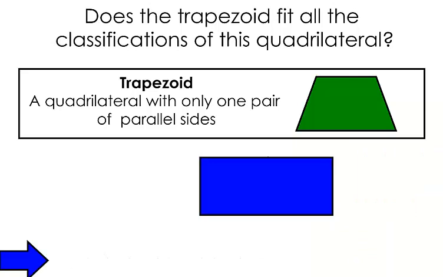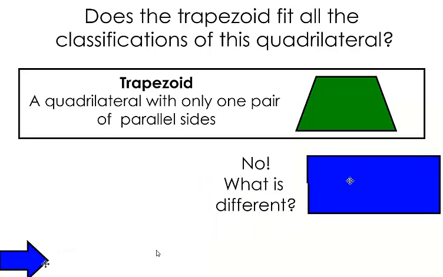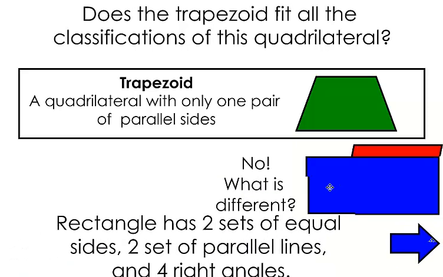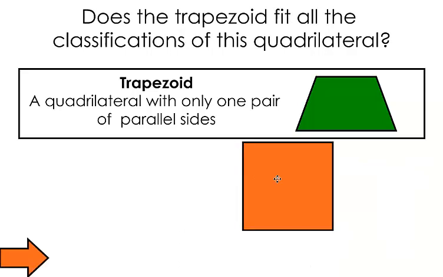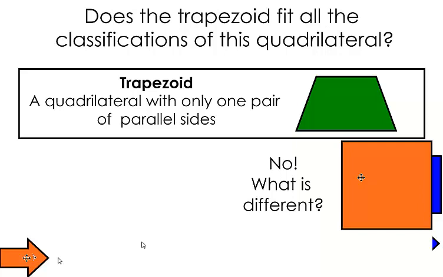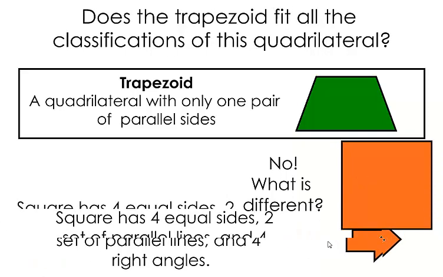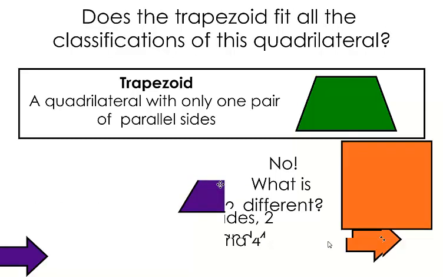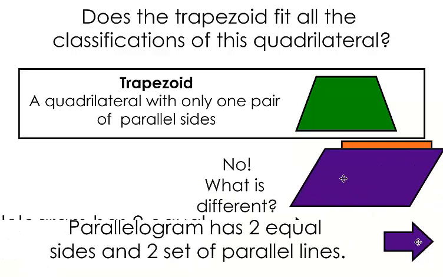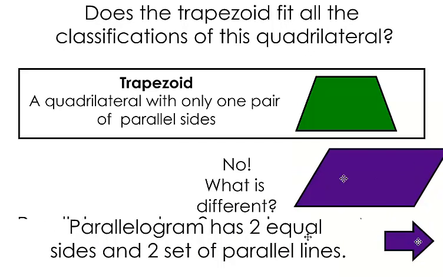How about this? Would the rectangle also be called a trapezoid? Nope. It's different because it has 2 sets of equal sides, 2 sets of parallel lines, and 4 right angles, where a trapezoid, remember, only has 1 pair of parallel sides. How about a square? You're right, it's not going to be a trapezoid because this one has 4 equal sides, 2 sets of parallel lines, and 4 right angles. How about this shape? A parallelogram. Nope, it can't be called a parallelogram either because it has 2 equal sides and 2 sets of parallel lines.